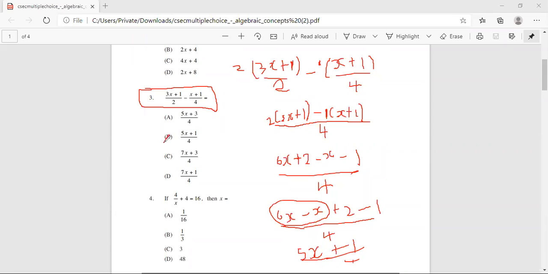B. B, right? So this thing is very, very simple.